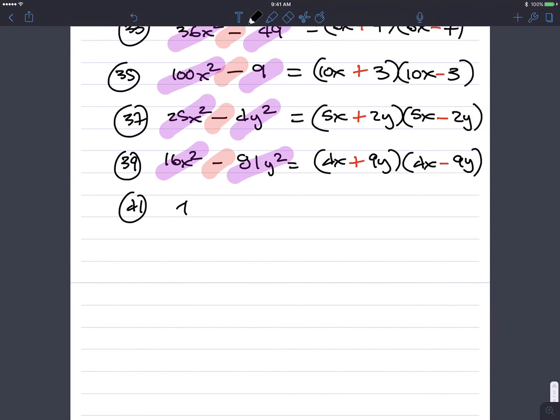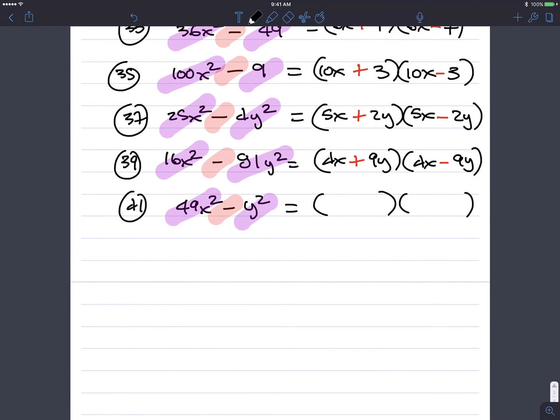41. 49x squared minus y squared. We have a difference, and we have a perfect square, a perfect square. So what are the bases? 7x and y. Good. So now we have our signs. Plus, minus, and there we go. Okay.